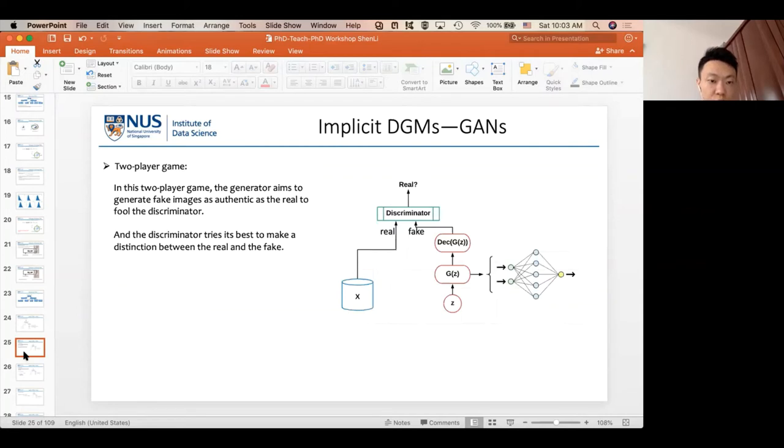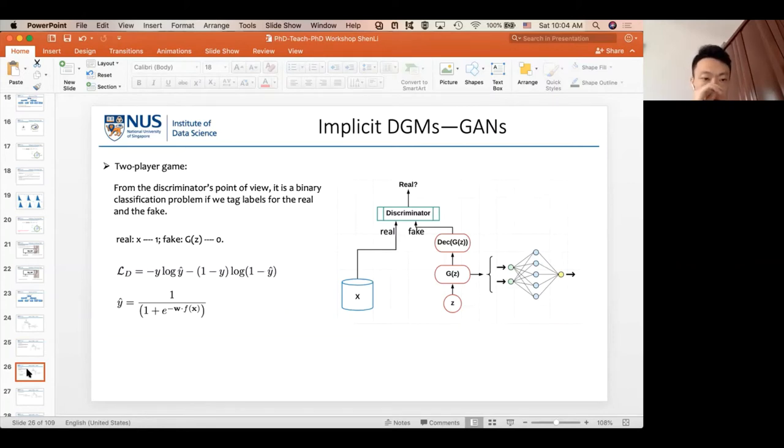So in this two-player game, the generator, as we show down below, is denoted by G of Z. Here Z is the Gaussian noise we draw from the lower dimensional space. And the generator aims to generate fake images as authentic as possible. It tries to approximate the real one to fool this discriminator. And it is the discriminator's job to try to make a distinction between the real and the fake. So you see this is like a gambling game. This is the adversarial two-player game. One tries to fool the other, and the other one tries not to be fooled.